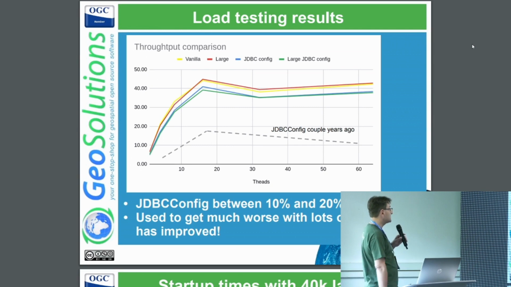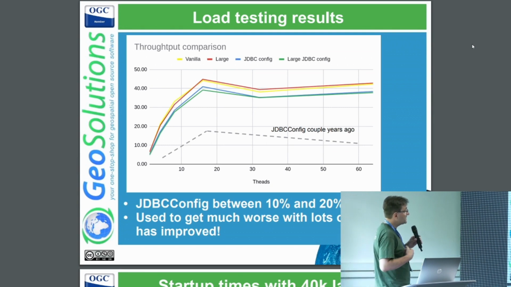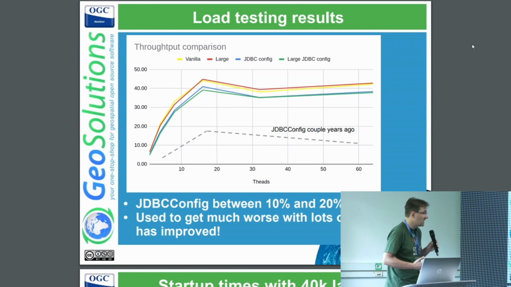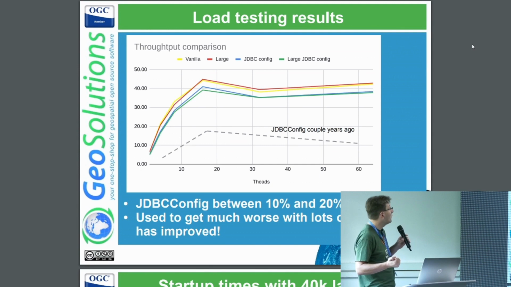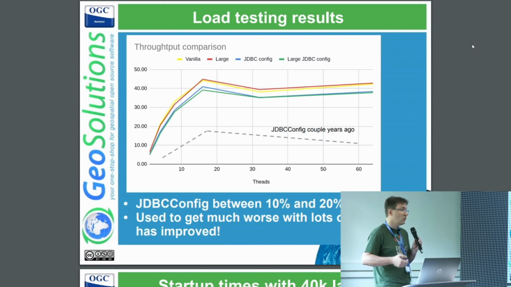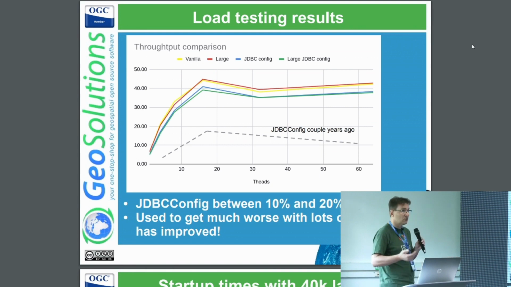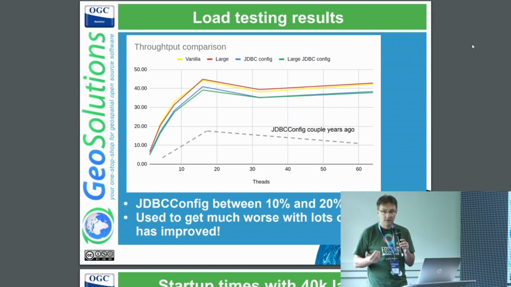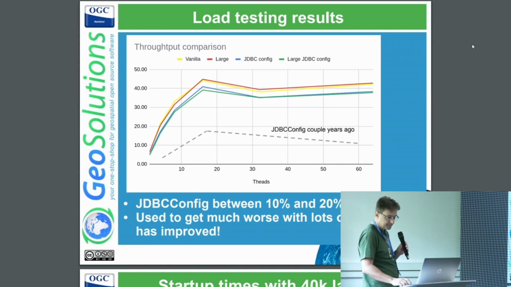This is the result. JDBC config is typically between 10 and 20% slower than vanilla, which is, in my experience, a great improvement, because when I tested it 2 years ago, it was a lot slower. A lot slower when there were many layers. It was like 50% slower than the vanilla case a couple of years ago. So something changed that made it faster.